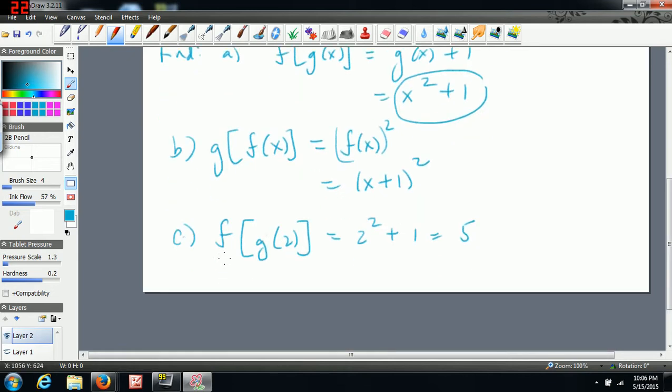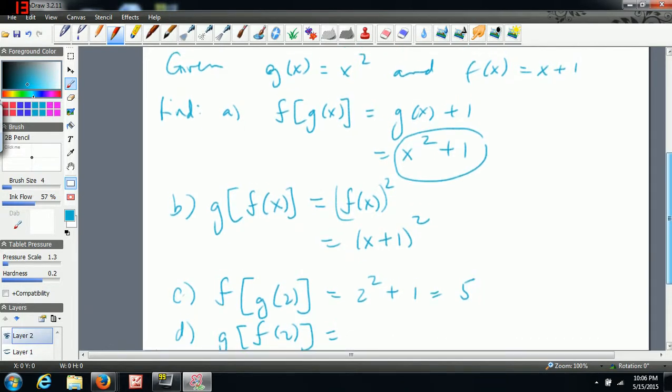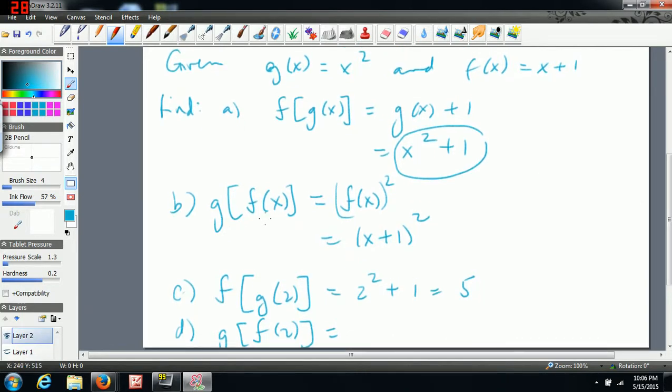And if you were asked to solve g evaluated at f of 2, then that would just be f at 2, so that would be when your x would equal 2 here, so that would be 2 plus 1 all squared, 3 squared, which would be equal to 9.